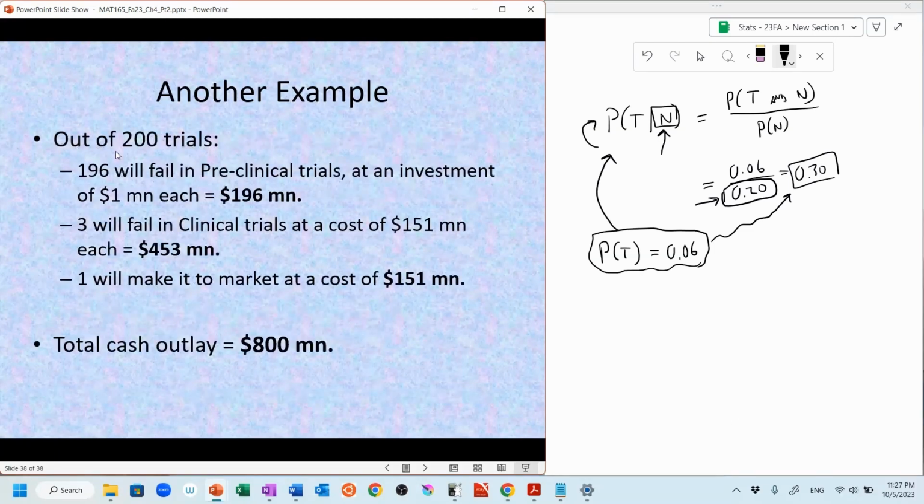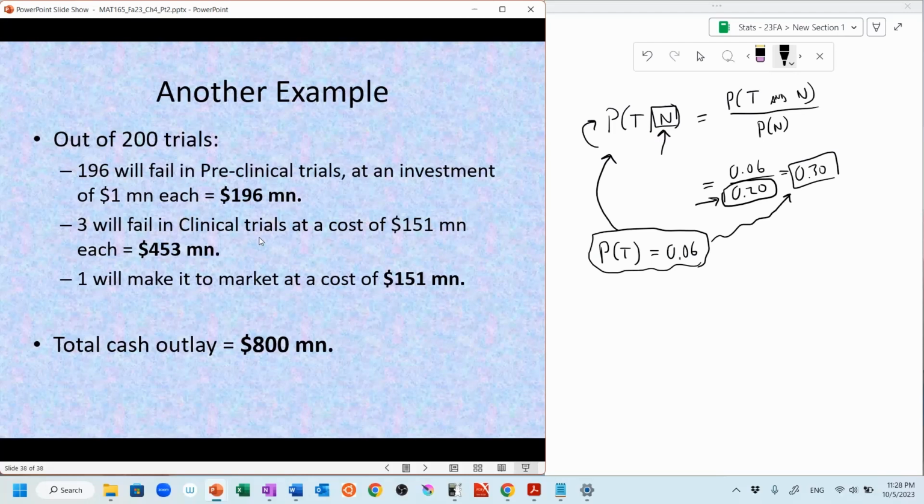So on average, out of 200 trials, we'll have 196 fail in preclinical trials in the lab stage at, let's say, an average investment of $1 million each. Now, again, we're talking average investment here, so some might realize really soon that this isn't likely to work and maybe cut their losses, but others might have a long extended lab work stage where things seem promising, and then at the last minute they realize that okay, there's some serious problem here. So this is kind of an average number, but 196 failing in the lab work stage at a cost of $1 million each on average will give us 196 million.